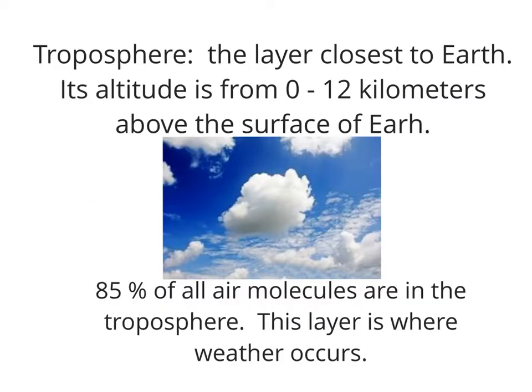Going up from the surface of Earth, the first layer is called the troposphere. This is the layer that you're most familiar with because it's what you walk around in. It only goes up about 12 kilometers from the surface of Earth, but 85% of all the air molecules in the atmosphere are in this layer. This is where we have weather. So any storms, clouds, anything like that you see are all in the troposphere.